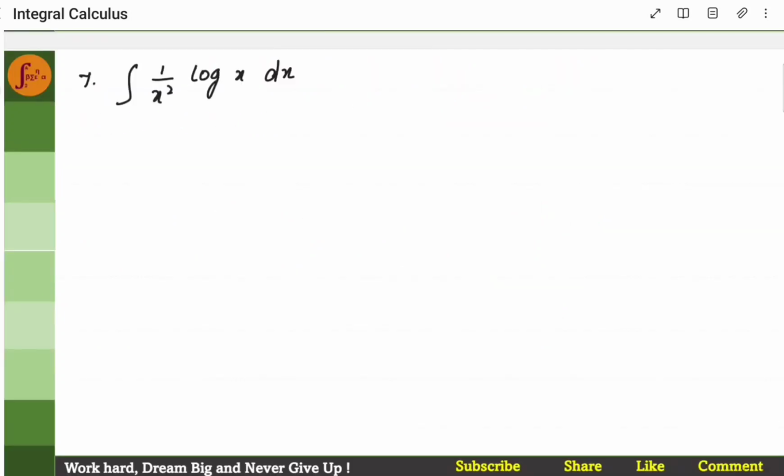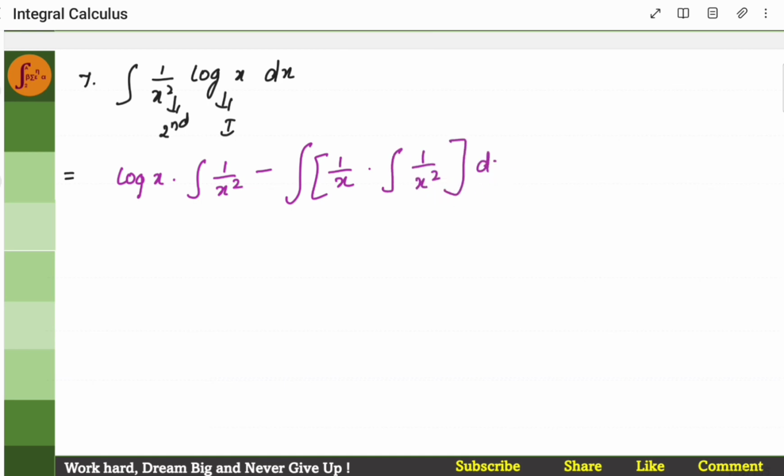Let's take another example. Let's try to solve this. Here we have the integral of 1 by x square into log x. So this will be the first function and this will be the second function, because a logarithmic function comes before an algebraic function. So this will be the first function, which is log x, into the integral of the second function, which is 1 by x square, minus big integral, open the brackets, derivative of the first function, which is log x. The derivative of log x is 1 by x, into the integral of the second function and dx.